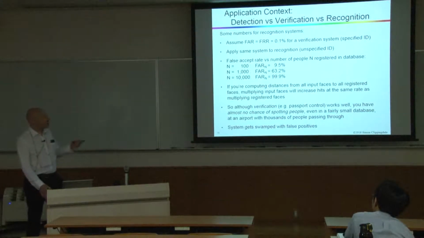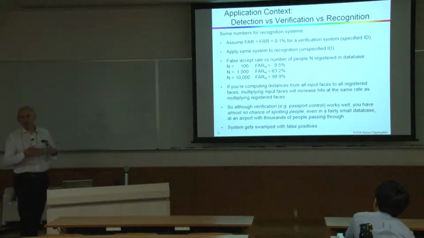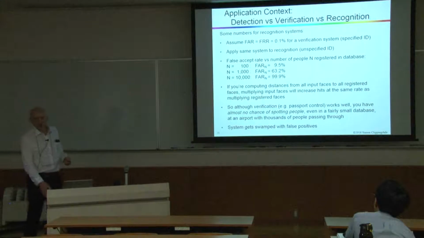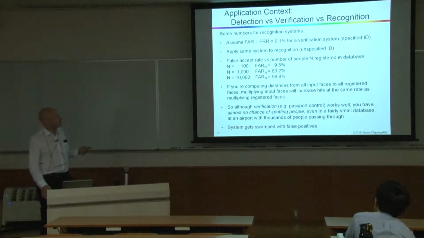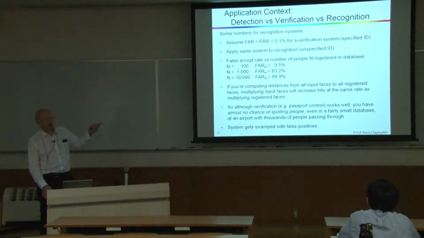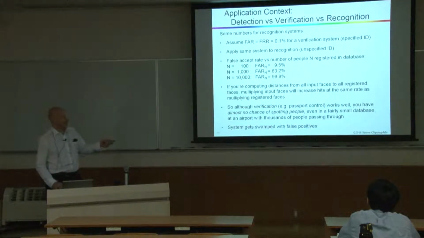So if you're computing distances from all input faces to all registered faces, also increasing the number of faces in the input is equivalent to increasing the number of faces in the database in terms of the number of false matches that it's going to generate. So, although verification, for example, at passport control at the airport or whatever, can work well with this false accept, false reject rate, you've got no chance of spotting people, for example, at an airport with thousands of people passing through, because the system gets swamped with false positives. The alarm's going off all the time.